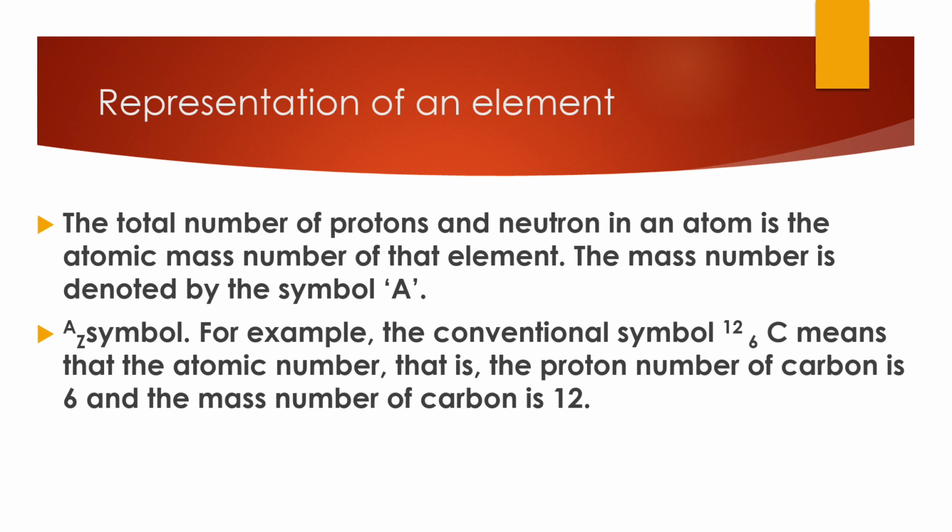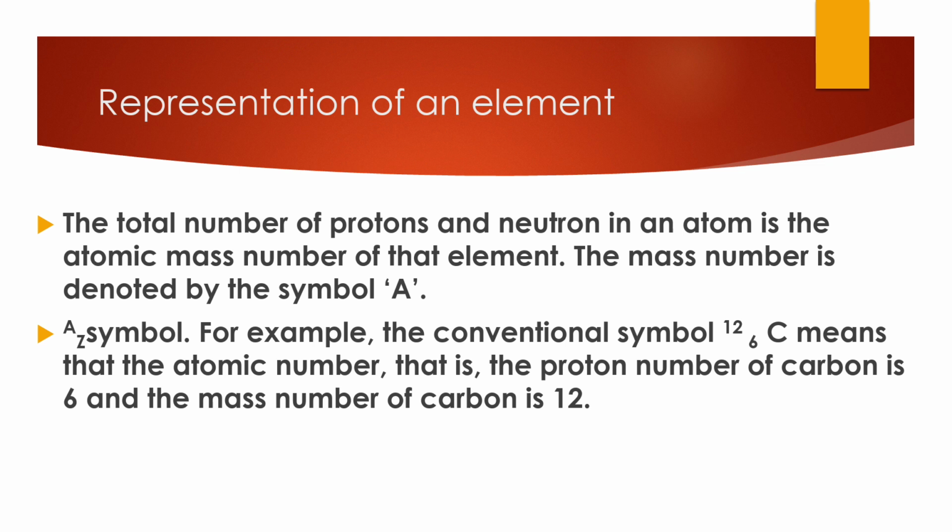For example, carbon. The atomic number of carbon is 6, which means there are 6 protons and 6 electrons in the carbon. And what is atomic mass? Atomic mass is the sum of protons and neutrons, that is 6 plus 6, that is 12. So C-6-12, you can see how it is written over there. So that is the representation of an element with its atomic mass number A and atomic number Z.